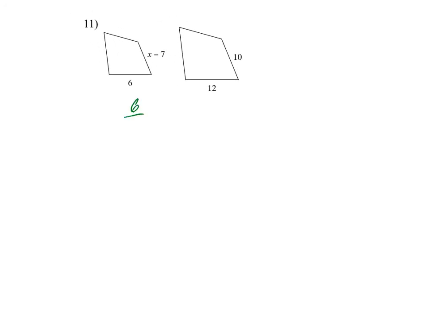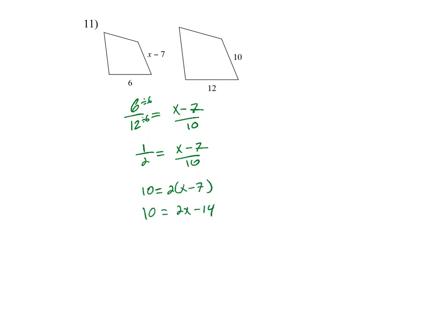6 divided by 12 equals x minus 7 divided by 10. So in this order, my scale factor is 1 half. I just simplify by 6. I'm going to cross multiply. 1 times 10 is 10, equal to 2 times x minus 7. So 10 equals 2x minus 14, plus 14. 24 equals 2x. And now I'm just dividing by 2. So x equals 12.